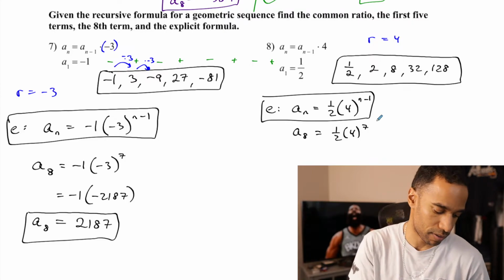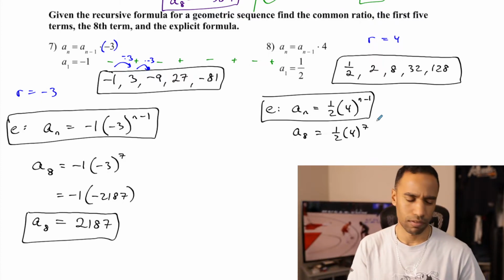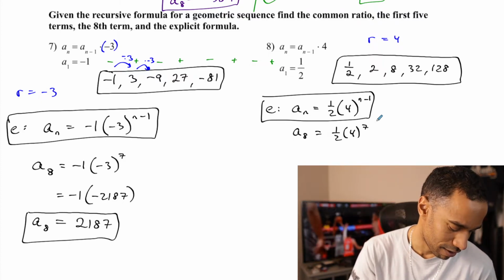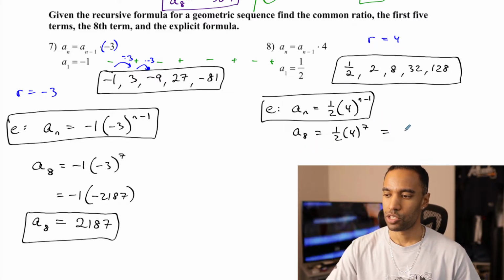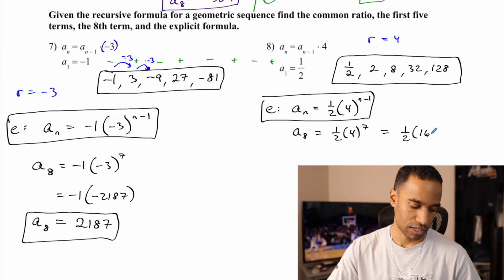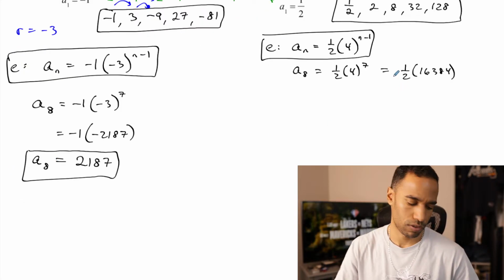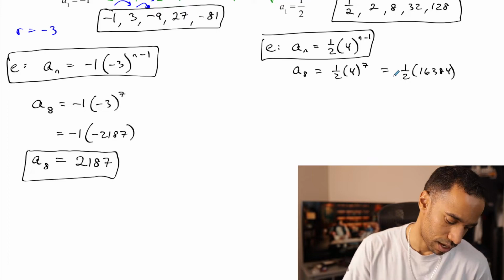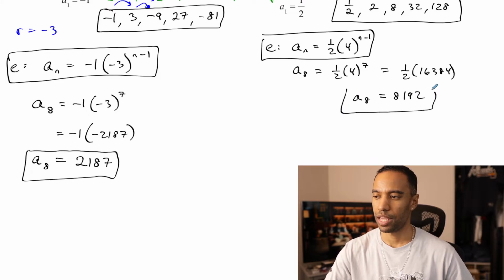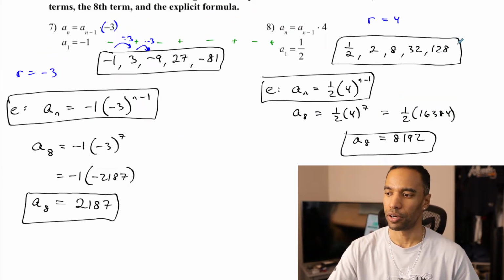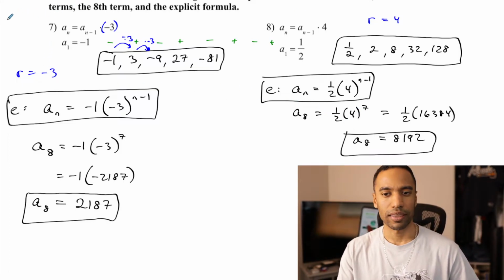I don't know 4 to the 7th power. Give me a moment. Is that the same as 2 to the 14th? Which I don't also know. 4 to the 7th power is 16,384. So it's 1/2 of 16,384. Can I do that one in my head? 8,192 divided by 2. 8,192. So a sub 8 is 8,192. Again, if you multiply by 4 3 more times from here, we'd get there. Just working on some things, making sure you know how your explicit formula works. All right, that's number 7 and 8.